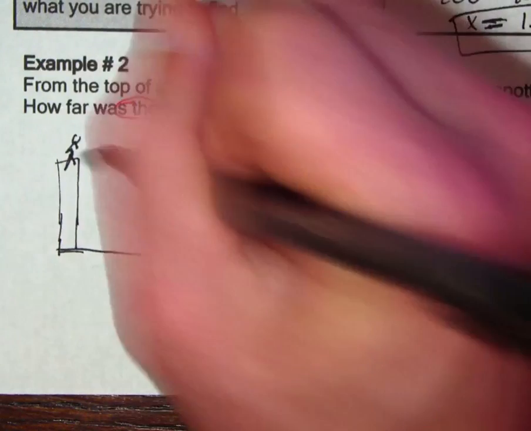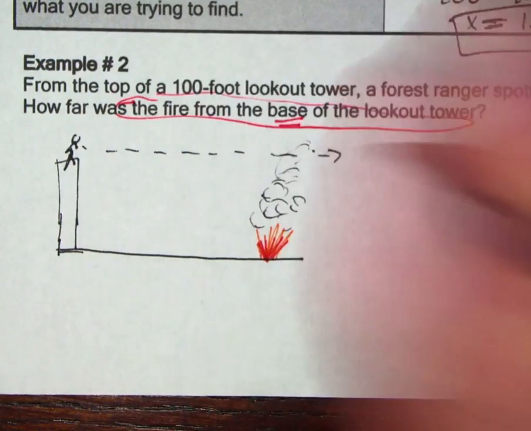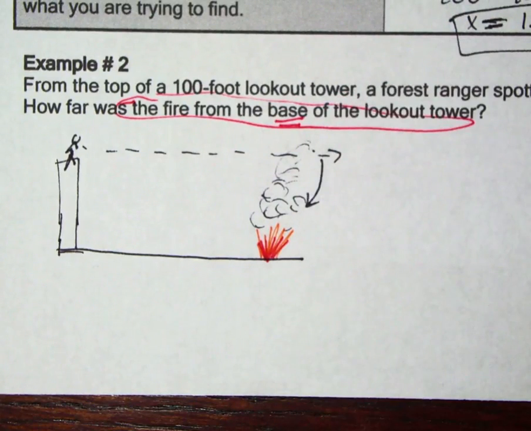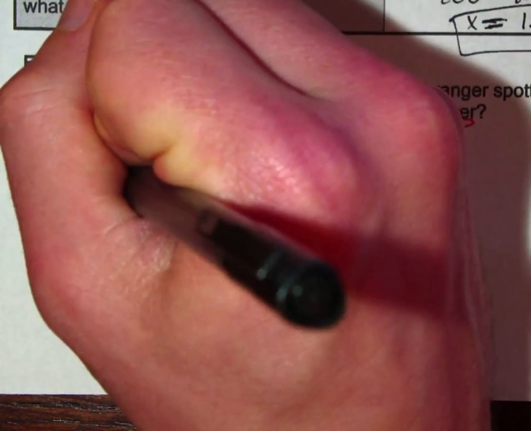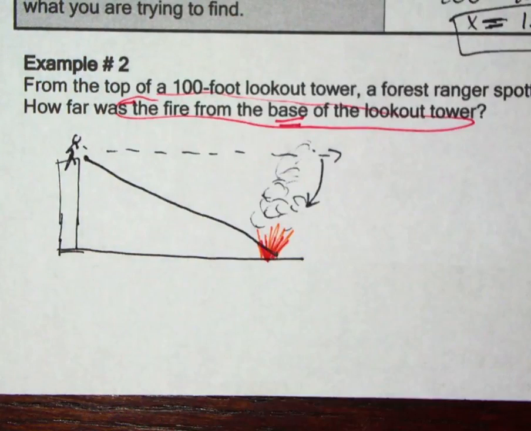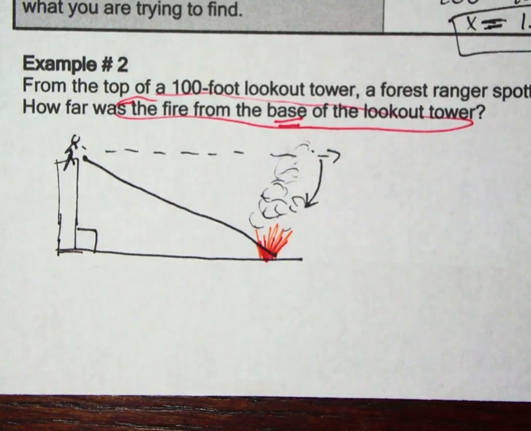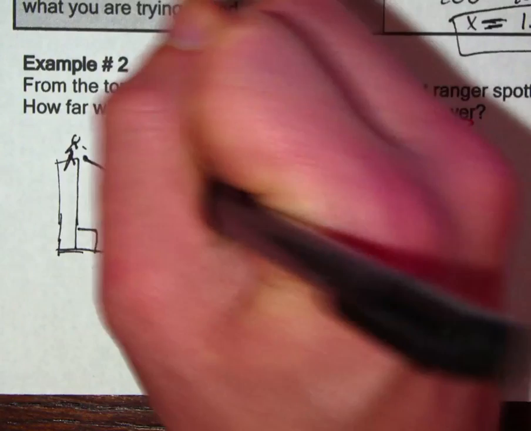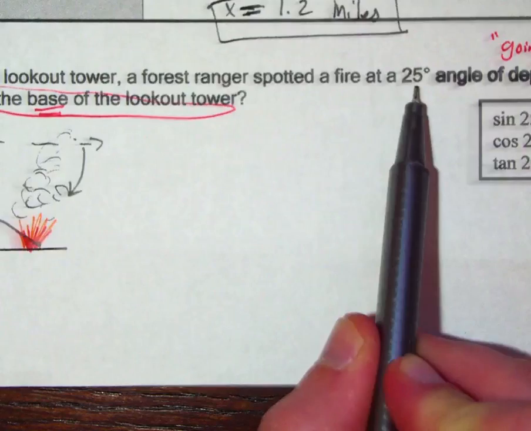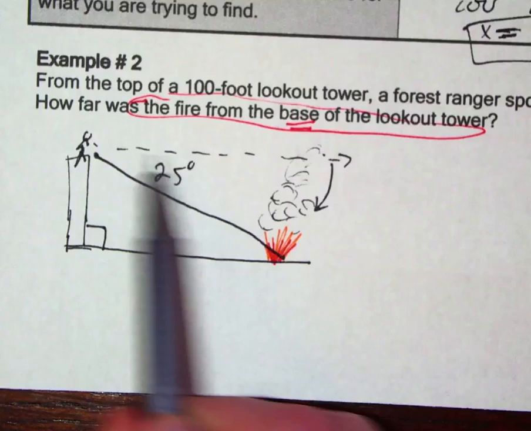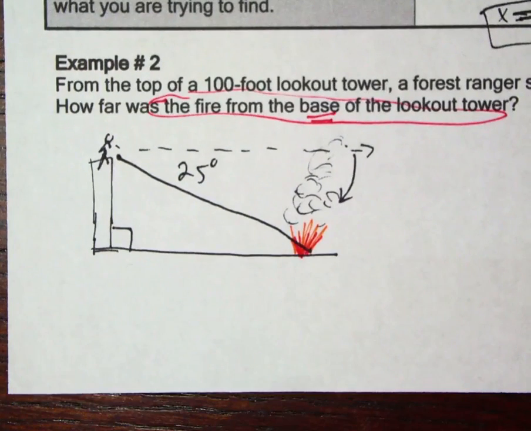So you're hanging out up here in the tower. You're the ranger. Now, normally you're just looking straight out like this. But all of a sudden you see the fire. So you're going to depress, or your view is going to go down. And now you're looking down at the fire. So this is 90 degrees, okay? And your view just depressed 25 degrees. Where did I get that? From over here, a 25-degree angle of depression, going down. So from where we're looking, we're going down 25 degrees.